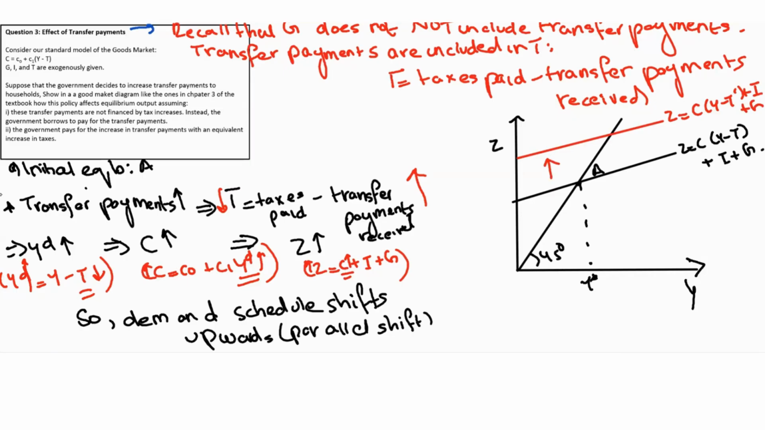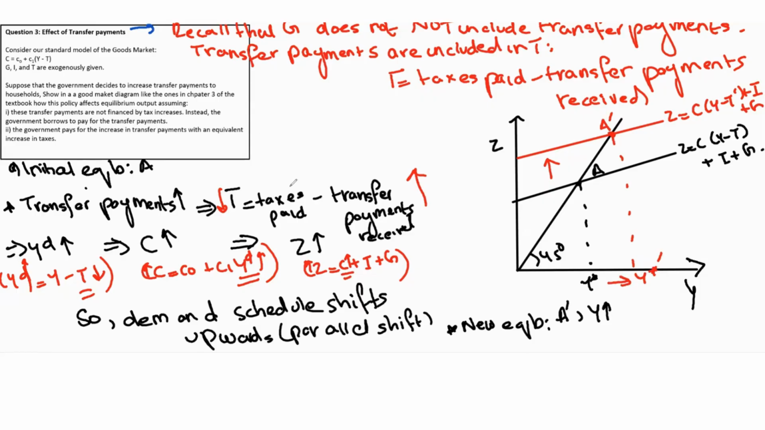So the initial equilibrium was A. The new equilibrium is going to be A prime, where Y increases, right? The new equilibrium is at the intersection of the new demand schedule and the 45-degree line, and this is Y star prime. You can see an increase in equilibrium output.